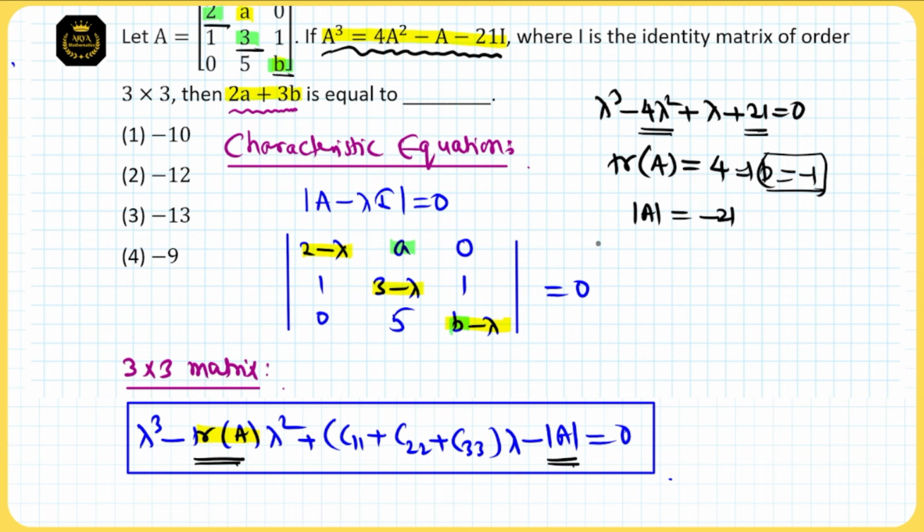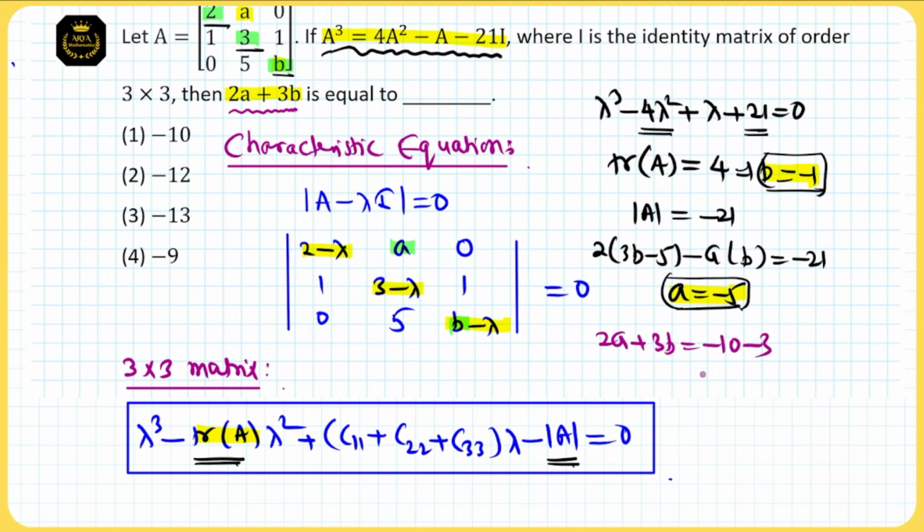Now if you calculate the determinant of this matrix, 2 into 3b minus 5, and then minus a into b minus 0, this should be minus 21. If you substitute b as minus 1, then you will get the value of a as minus 5. So b is minus 1, a is minus 5. The problem was to find the value of 2a plus 3b, so 2a plus 3b will be minus 10 minus 3, that is minus 13. So the third option is the correct answer for this problem.